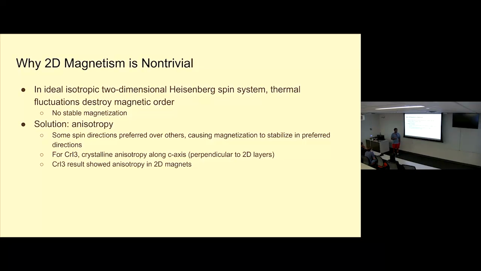So why is 2D magnetism non-trivial? In an ideal isotropic system, thermal fluctuations can destroy magnetic order. But as we learned in class, magnetic anisotropy is a solution to that, as some spin directions will be preferred over others, causing magnetization to stabilize in preferred directions. For CrI3, which was a previous example, crystalline anisotropy is along the c-axis, which is perpendicular to the 2D layers. So the main result from the CrI3 experiment, which is one of the first 2D magnets, is that it showed anisotropy existing in 2D magnets, as shown by ferromagnetism and antiferromagnetism.